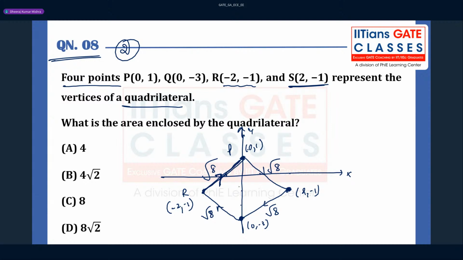Root 8. Okay, I hope this makes sense. So it is nothing but what, all the sides are same. Now we have to determine whether it is a square or not. If it is a square, then the product of two sides is going to give you the area of the quadrilateral. But how can we ensure that this is a square, since it looks like a rhombus also, right?